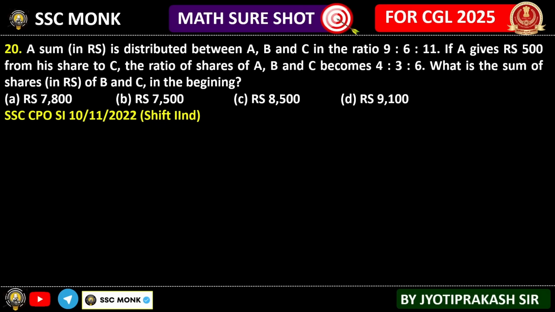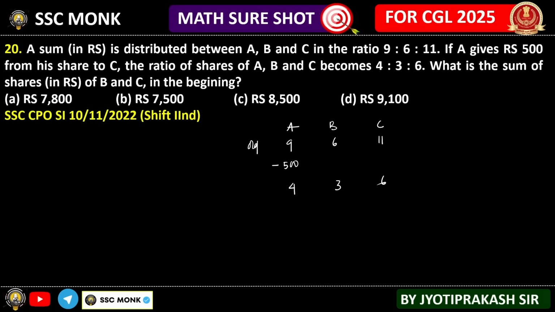A sum is distributed among A, B, C in the ratio of 9, 6, 11. If A gives 500 from his share to C, the ratio of A, B, C becomes 4 is to 3 is to 6. What is the sum of shares of A, B, C in the beginning? So what's happened? A here, B here, C here. 9, 6, 11 was old. When 500 was deducted, this becomes 4, this becomes 3, this becomes 6. What is the sum of shares of B, C in the beginning?